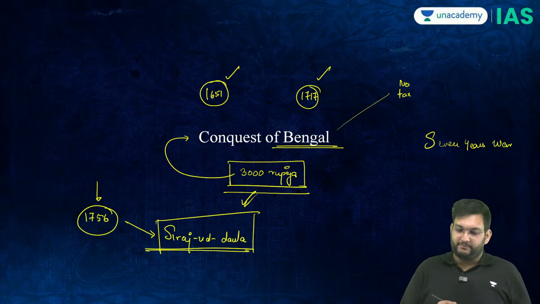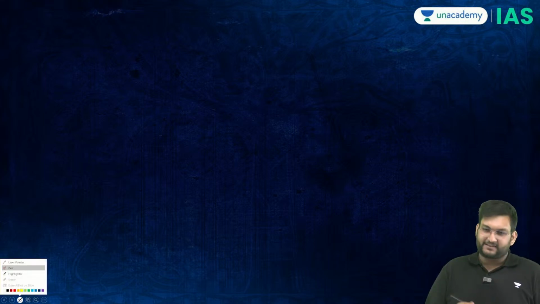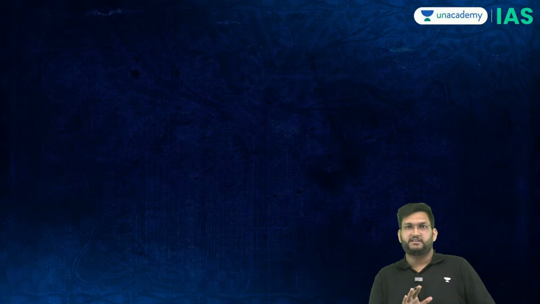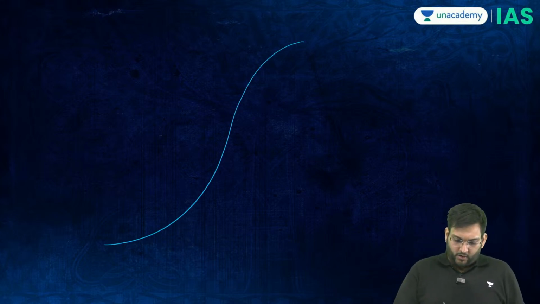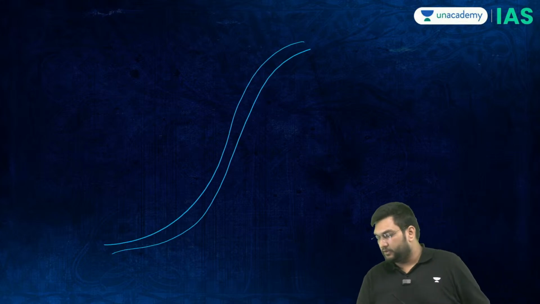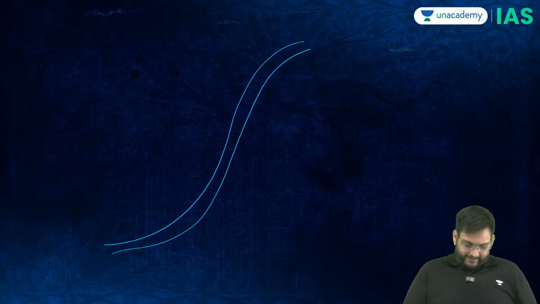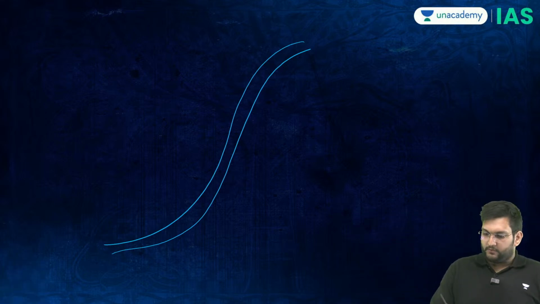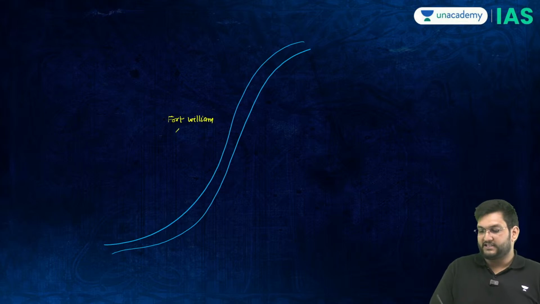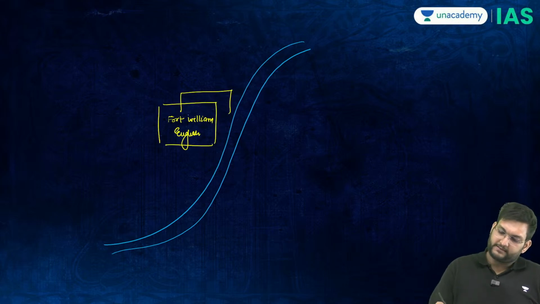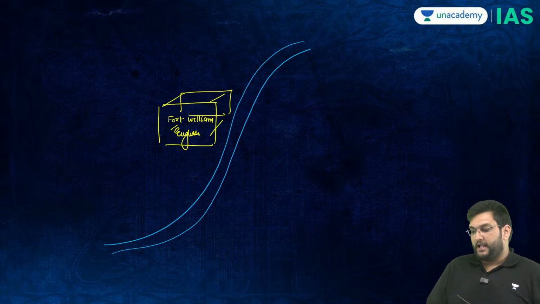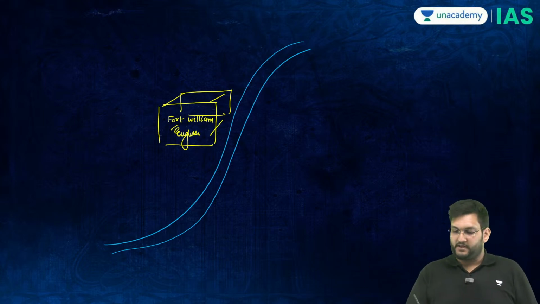Now, let me establish this properly. We know that Ali Vardi Khan and Siraj-ud-Dawla hated the British over their misuse of power. Now, on the two banks of the Hooghly, on one side we had Fort William, which is an English establishment, which has recently also been named Vijay Durg. And on the other side, we have the French.